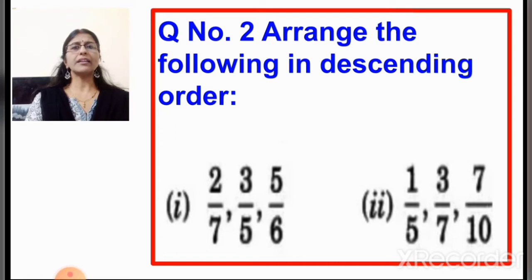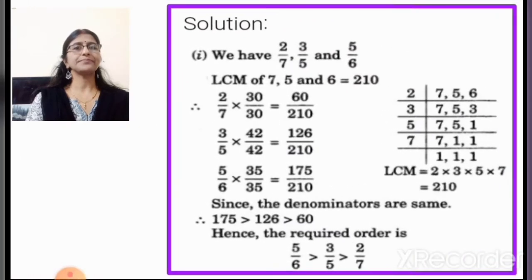You know descending order is from big to small. Bigger fraction to the smaller fraction. So let us see how it has to be solved. So we'll write down the fractions first. 2 upon 7, 3 upon 5 and then 5 upon 6.